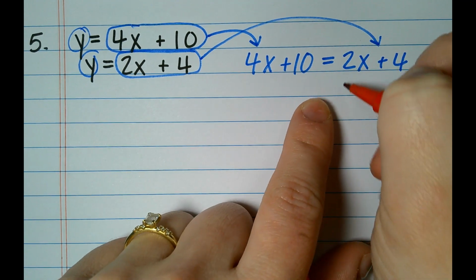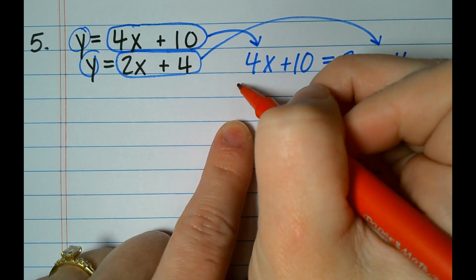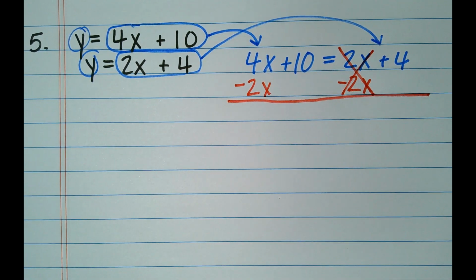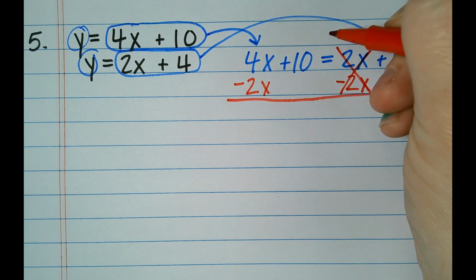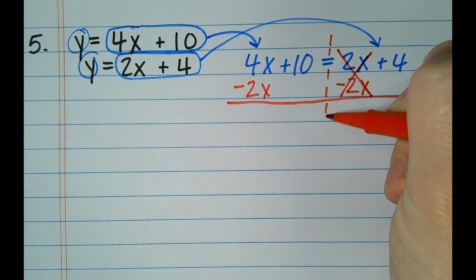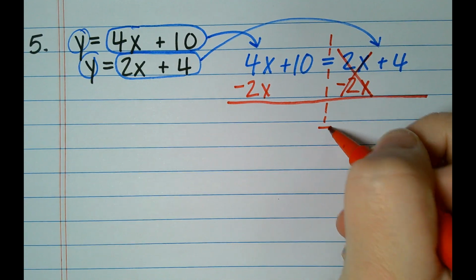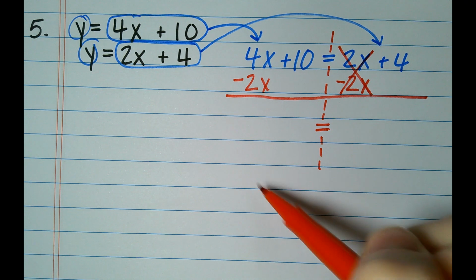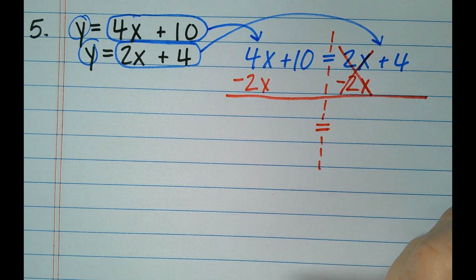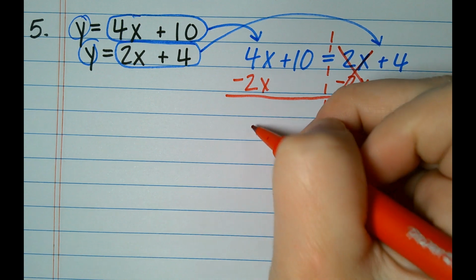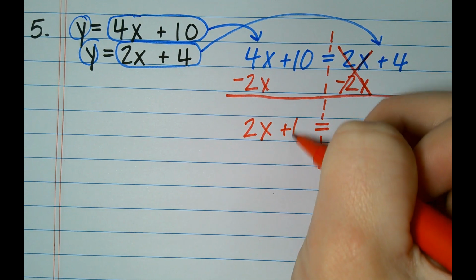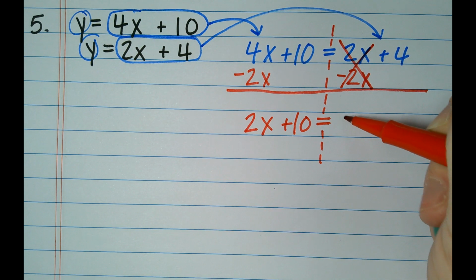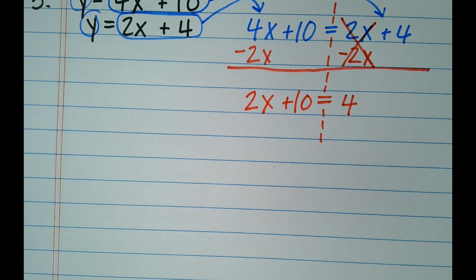Let's get rid of 2x, minus 2x on both sides. And those 2x's will cancel. Now here's where we want to be extra careful about where things get brought down. It's never a bad idea to put that line in between your equal sign if it helps you. So I've brought down my equal sign, and now I've got 4x minus 2x. What does that give me? 2x. I'll bring down my plus 10 equals what's left over here? Just 4. And now I have 2x plus 10 equals 4.